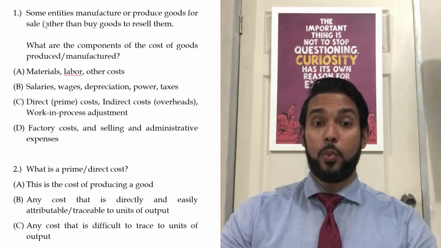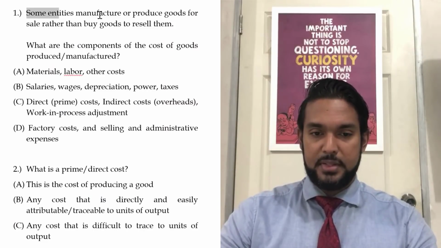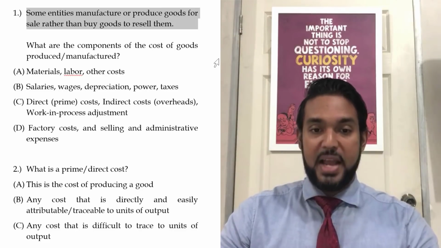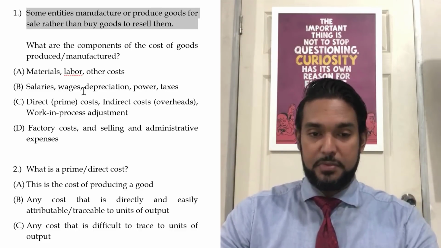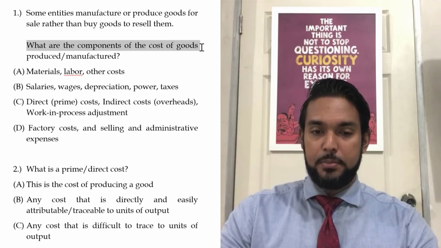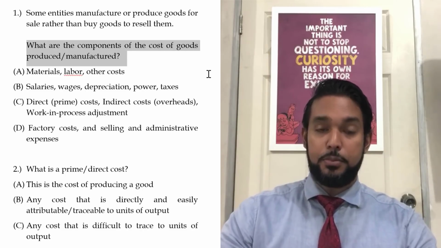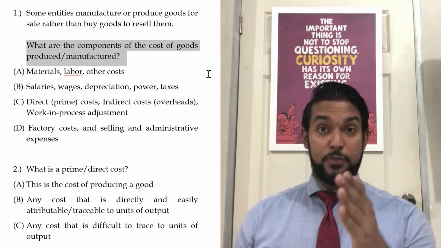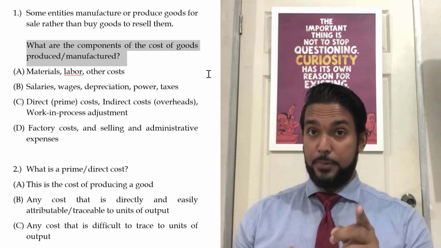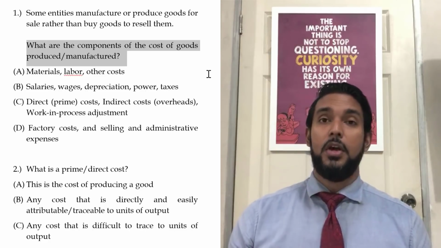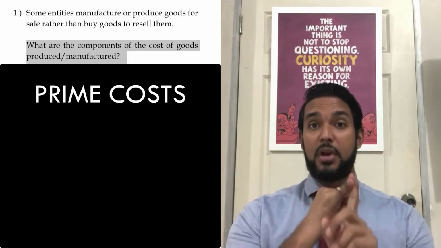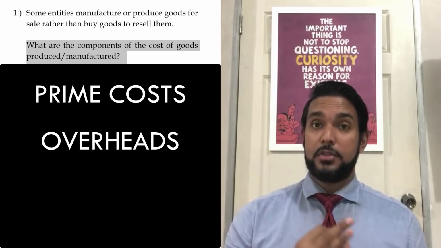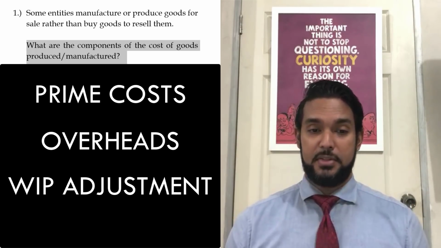Okay, so question 1. It says some entities manufacture or produce goods for sale rather than buy goods to resell them. Well, those are manufacturing entities. What are the components of the cost of goods produced or manufactured? So cost of goods manufactured. If you've seen that video that I was talking about just now, if you know your manufacturing stuff, we have 3 components: prime cost or direct cost, overheads or indirect cost, and the work in process adjustment.